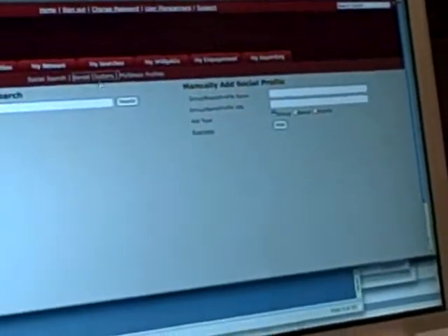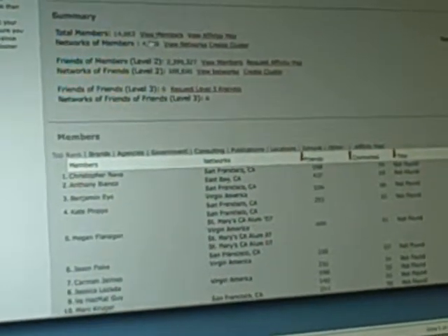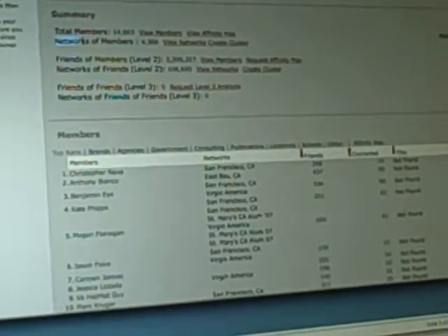So once we've done that, we can come in, for instance, and look at all the data around who's inside my CRM data. So for instance, this is an example for Virgin Airlines, and what we've done is we've gone out and indexed some of their members. We've got 14,000 people. We can tell you how many networks they belong to. So for instance, they belong to 4,388 networks.